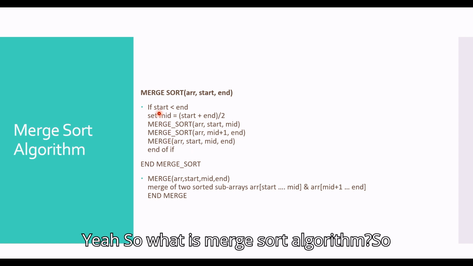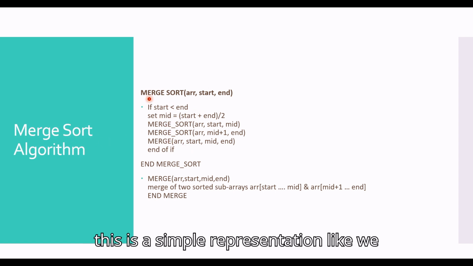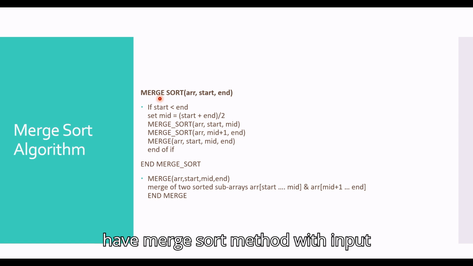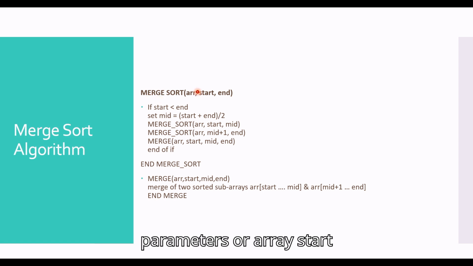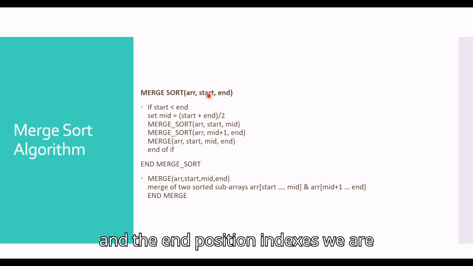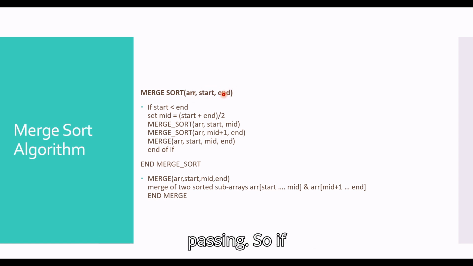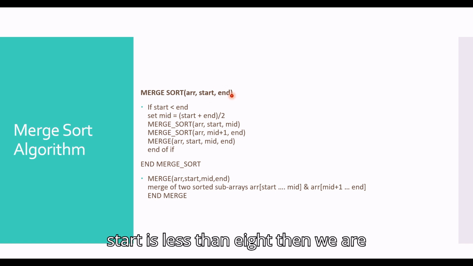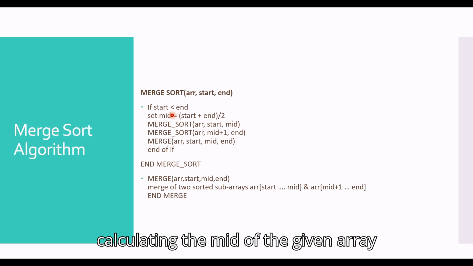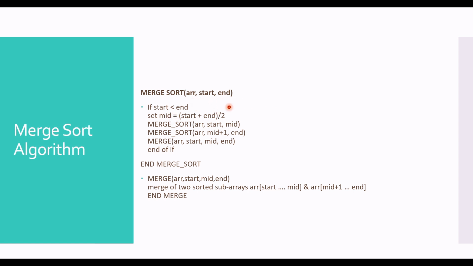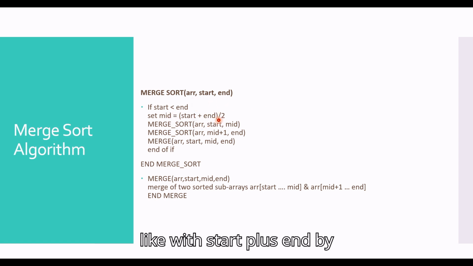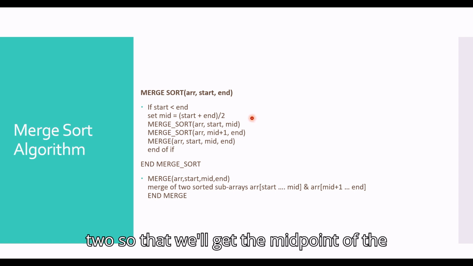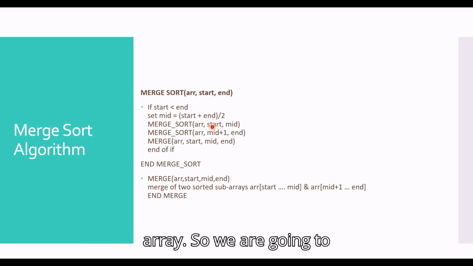So what is the merge sort algorithm? This is a simple representation: we have a merge sort method with input parameters of the array, and the start and end position indexes. If start is less than end, then we calculate the mid of the given array with (start plus end) divided by 2, so that we get the midpoint of the array.